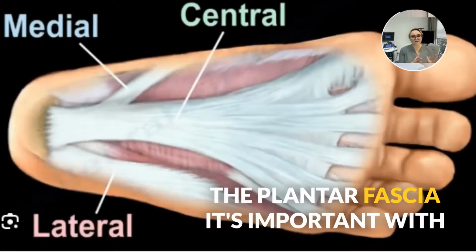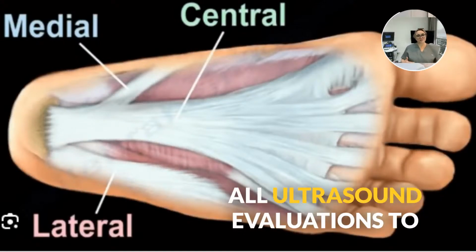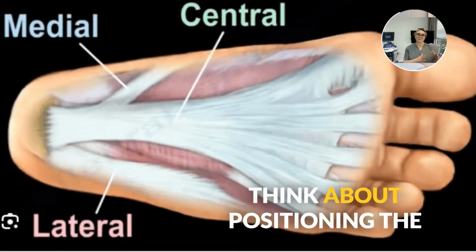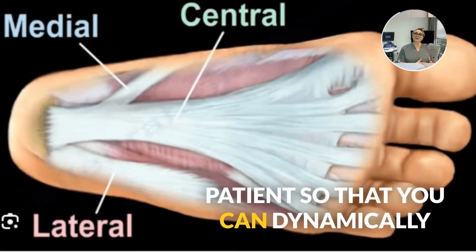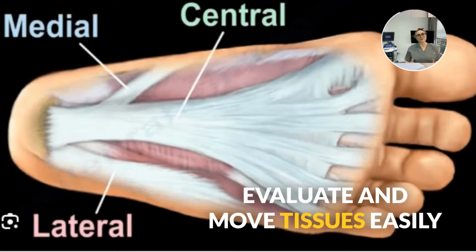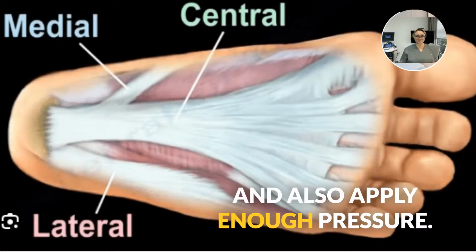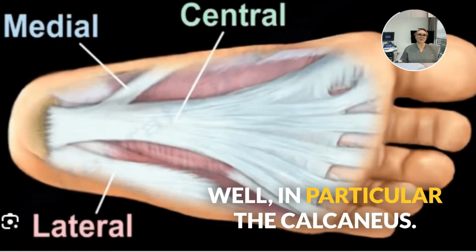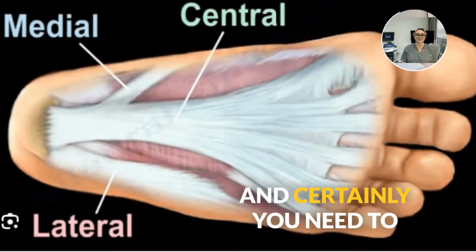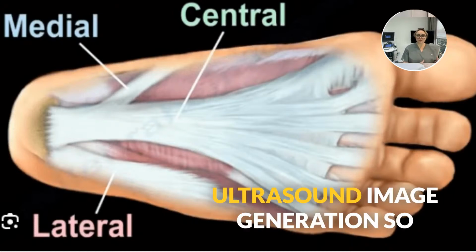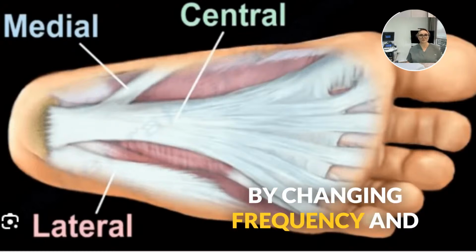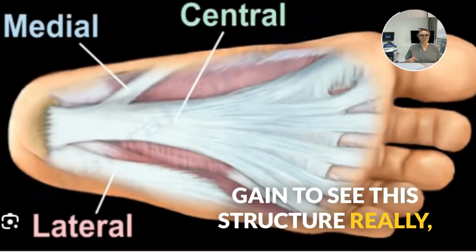The plantar fascia. It's important with all ultrasound evaluations to understand the anatomy of what you're looking at. Think about positioning the patient so that you can dynamically evaluate and move tissues easily and also apply enough pressure. You need to understand the skeletal landmarks as well, in particular the calcaneus. And certainly you need to understand the physics of ultrasound image generation so you can optimize your machine by changing frequency and gain to see this structure really, really well.